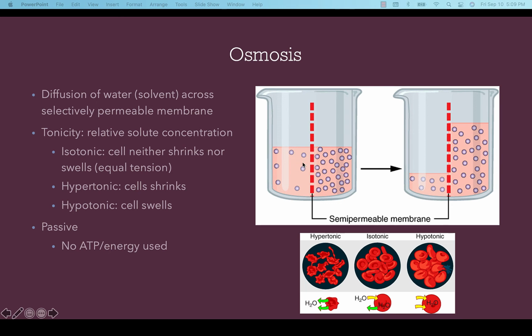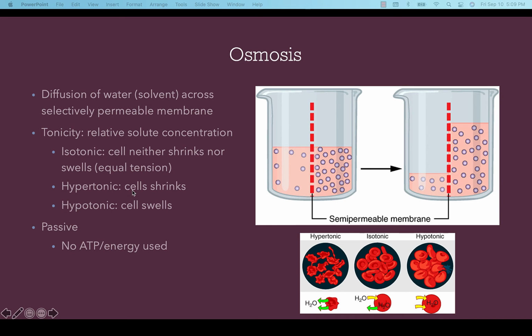Osmosis occurs when there is an imbalance of solute concentration in a cell versus out of the cell. Tonicity refers to a relative solute concentration in a given solution. A solution that is said to have a higher concentration of solutes than another solution is said to be hypertonic. The cells that are in a hypertonic solution will shrink or shrivel as water leaves the cell via osmosis.